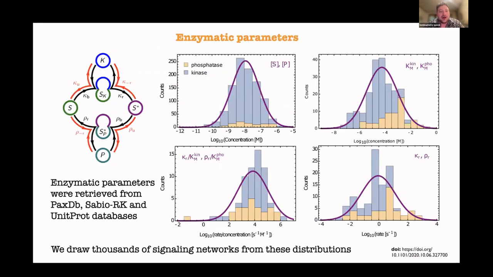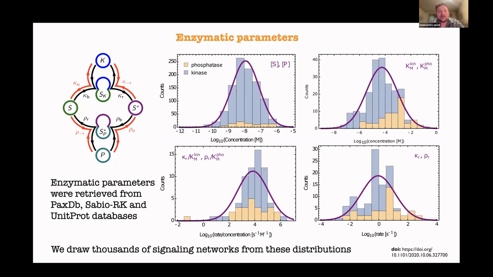So essentially, what we first have to do is figure out what are the enzymatic parameters that parameterize this push-pull loop. And so what we've done is we've scoured the enzymatic databases from PaxDB, SavioRK, and UniProt, and we've come up with distributions for the relevant parameters. So for example, the average population of substrate and phosphatase, the Michaelis-Menten constants for kinase and phosphatase, and the enzymatic constants Kr and ρr, which are the ATP hydrolysis rates in the reaction.